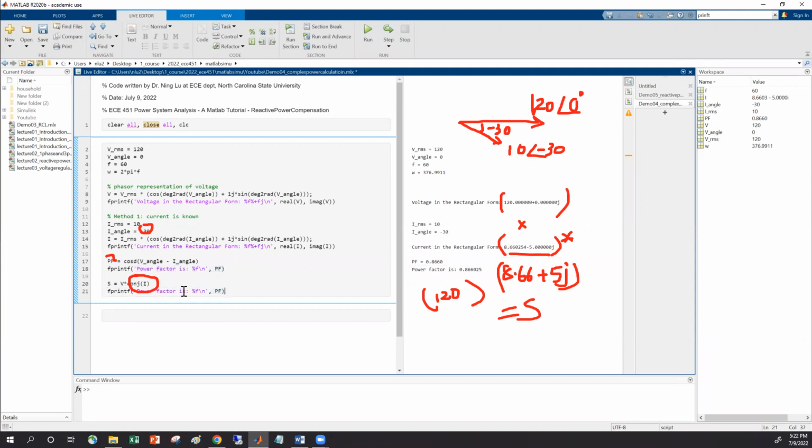So this will be my complex power, okay. If I run that, you can see that this is my complex power, and then it gives me the complex power value. But one thing you need to know is, let me just clear this drawing here.